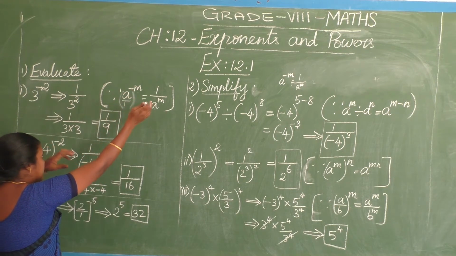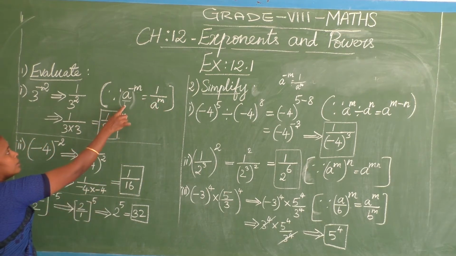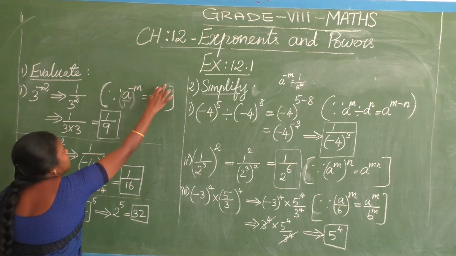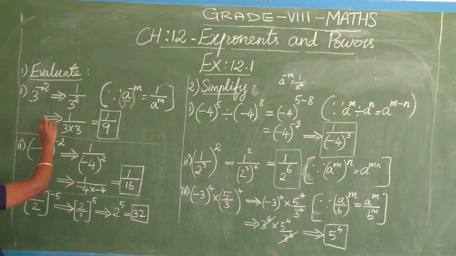a power minus m is equal to 1 by a power plus m. This one, no need, actually 1 power m comes, that value is 1 only, so we are not entering there. Understood? So using that law, I can write this 3 power minus 2 as 1 by 3 power plus 2.